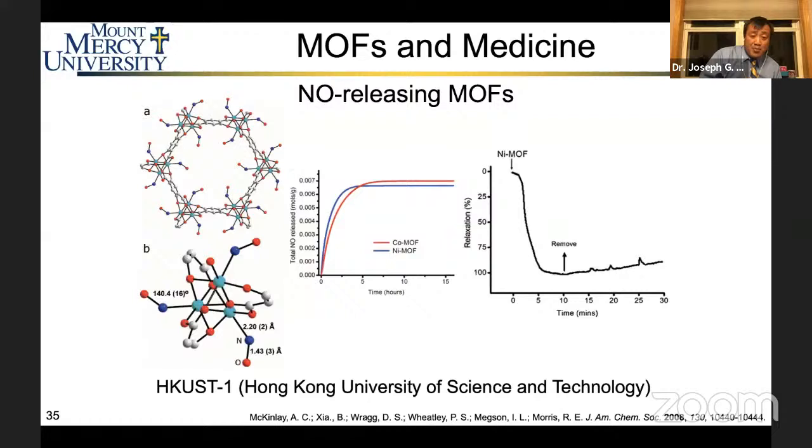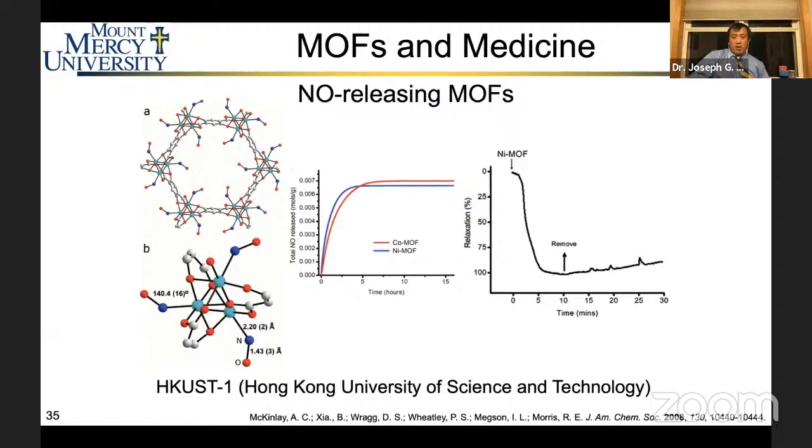What happens with this MOF is that it had metal ions that have an open coordination site. And as we know, if you go into inorganic chemistry, nitric oxide will bind to some of those open sites. What they did here with HKUST-1, with both cobalt and nickel, is they found that NO gladly coordinates and then it does release. And so they showed that they had this release of NO.